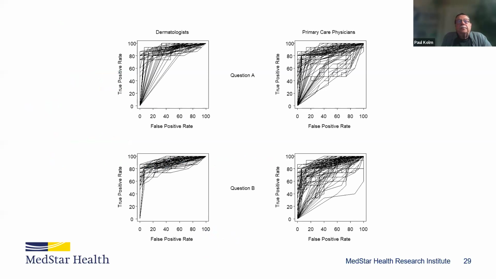So here are plots of the area under the receiver operating characteristic curve for the dermatologists and the primary care physicians. The first one is for question A, and then the second one for question B. So you have 100 and some ROC curves for both groups. And of course, you can't really tell much from these plots, except that obviously there's a lot more variability among primary care physicians than there is among dermatologists.